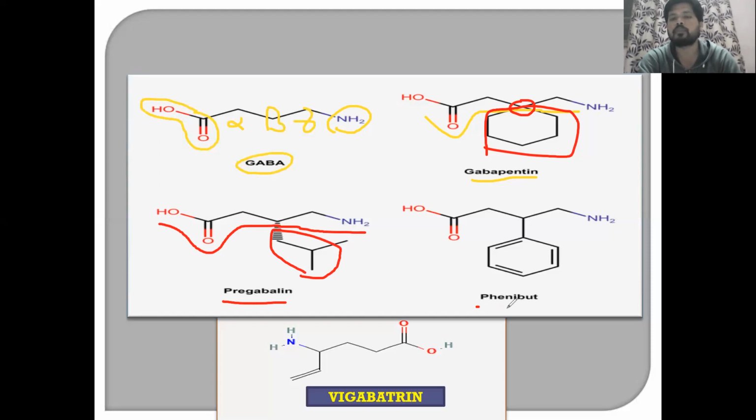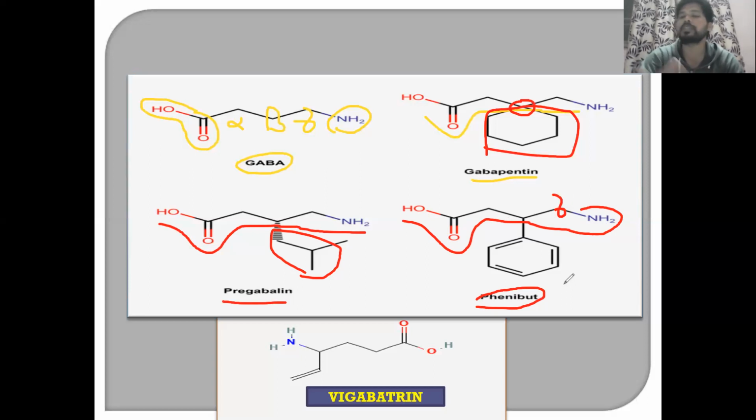And the next one is Phenibut. That is, a phenyl group is attached to the GABA. So here also, same thing: again the structure of GABA, gamma amino butyric acid, with the amino group adjacent to the gamma position. Phenibut does not have many clinical applications because it has side effects, and it was withdrawn from the US market.